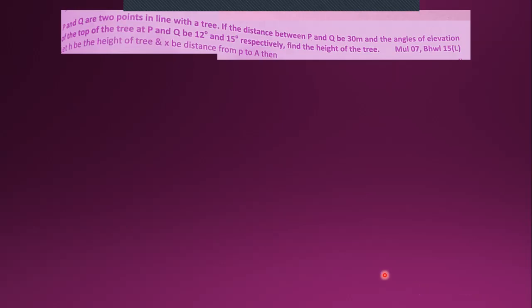Look at the last question of this exercise, which is included in the smart syllabus. I think it is question number 9. P and Q are 2 points in a line with the tree. The distance between P and Q is 30 meter and the angle of elevation of the top of the tree at P and Q is 12 degree and 15 degree respectively. Find the height of the tree.